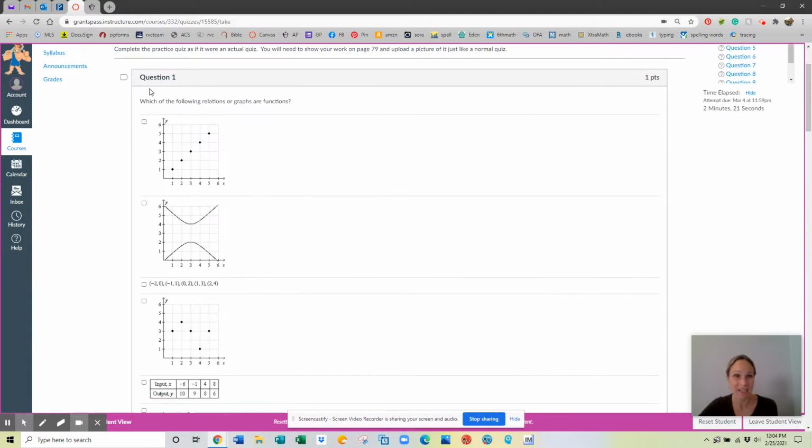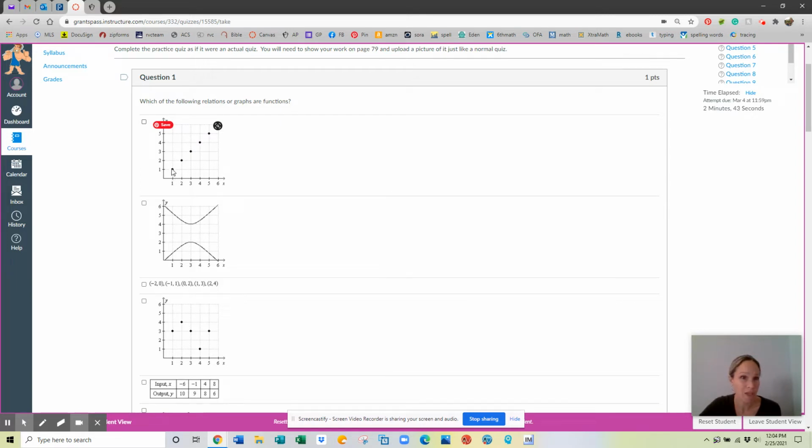Question number 1 says, which of the following relations or graphs are functions? As you remember, you could do the vertical line test, and if each vertical line only passes through one point, you know that it is a function. If you could draw even one vertical line that passes through 2 points, it is not a function. And what that represents is each input having only one output.